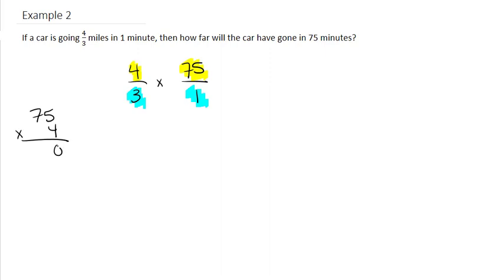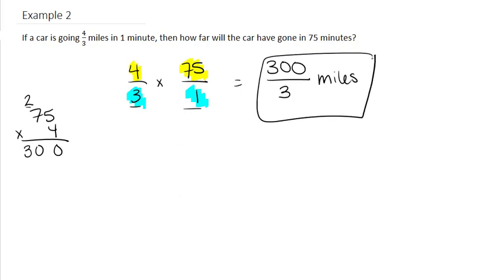5 times 4 is 20, carry the 2. 4 times 7 is 28, plus this 2 is 30. So then we get 300. 3 times 1 is 3. So we would say the car has traveled 300 over 3 miles. Let's do another example.